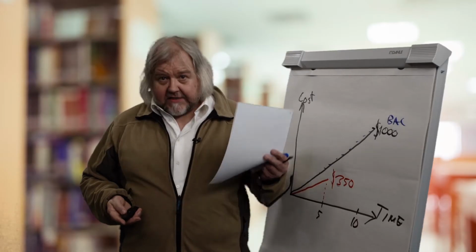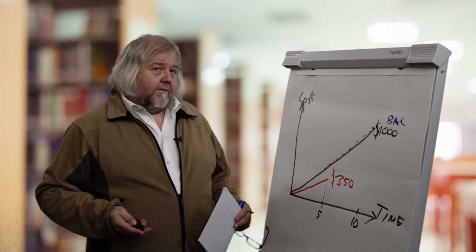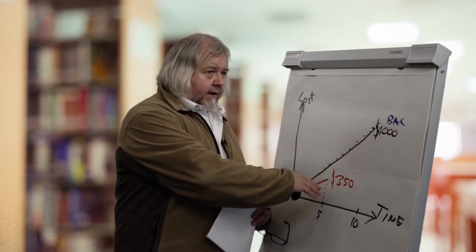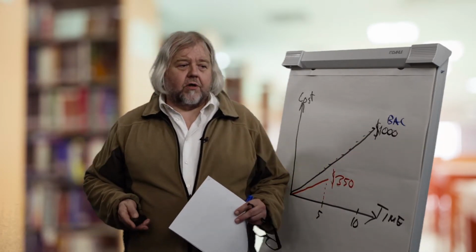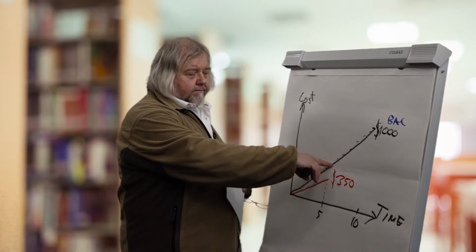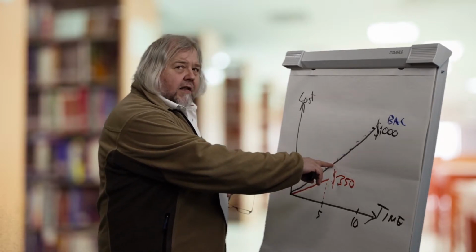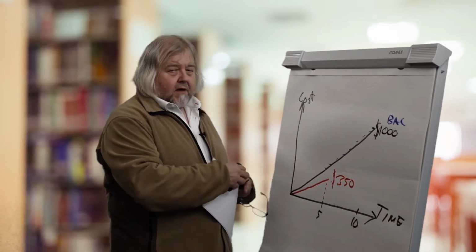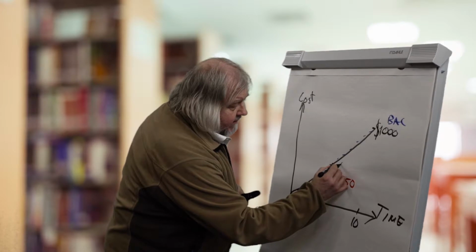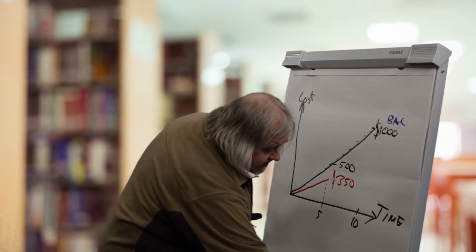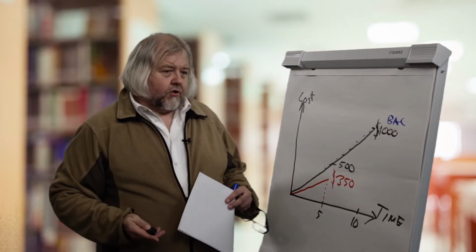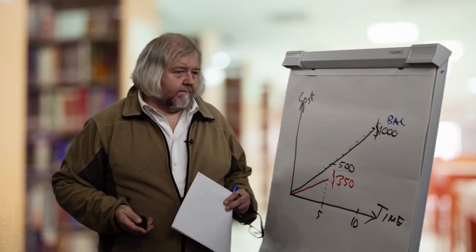So let's take this situation from this picture. We have the budgeted cost of $1,000 and we have this actual cost. And because we are halfway to the project, the actual budgeted cost of work scheduled is, as we show in this picture, 500 when we have this kind of a linear curve. And the actual cost is 350.